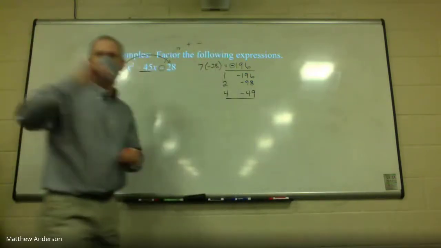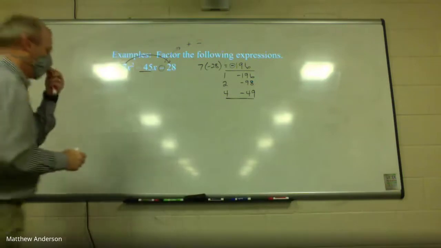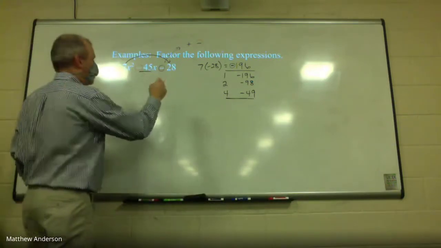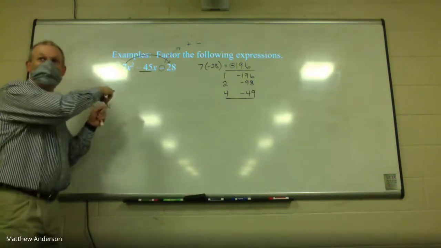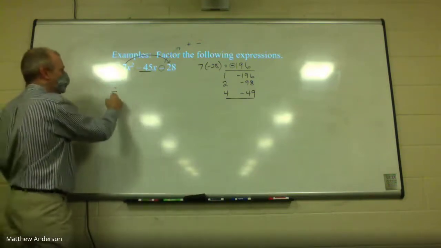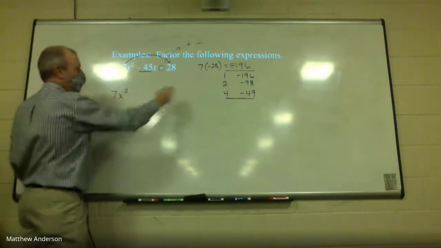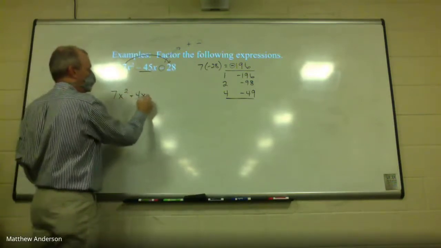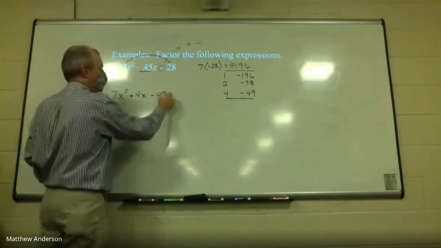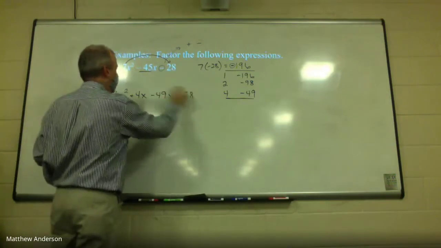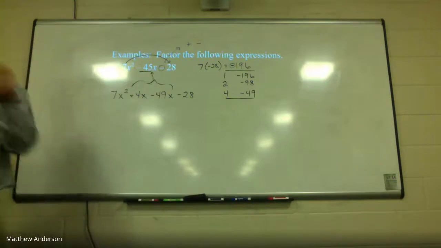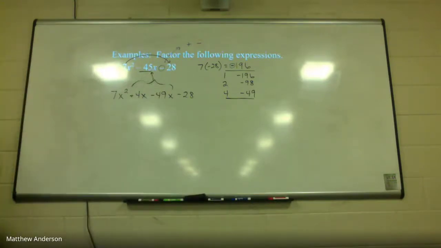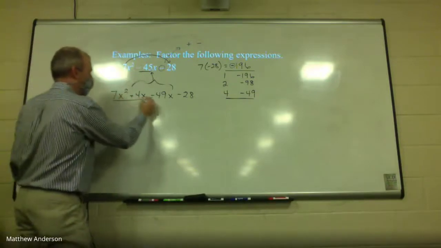If we don't, that's something totally different we'll talk about after a bit. Okay, so what are we going to do next? We want to come back here and rewrite it. So we'll say 7x squared plus 4x minus 49x minus 28. Again, these two, the whole point is that we're okay because together they equal that middle term. Then we have 4 terms we can factor by grouping.